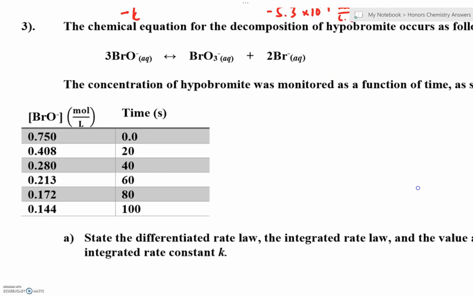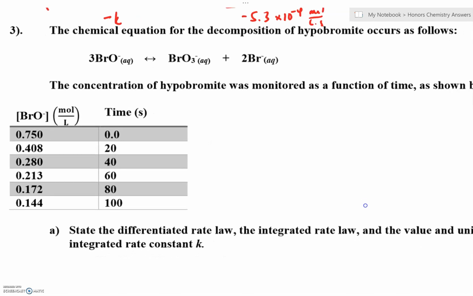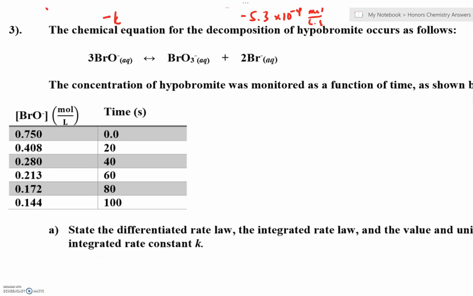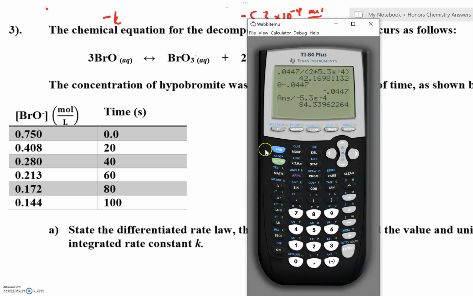Okay, last one. Chemical equation for the decomposition of hypobromite. Yikes. All right, well, let's get our calculator ready for this one. So we're going to clear all the lists, and that way we're ready to enter some data. Now that we got the hang of this, we're going to go pretty quickly. So we've got time 0, 20, 40, 60. Go quickly and you make mistakes like I did, 80 and 100.